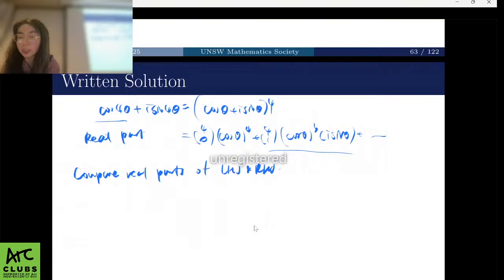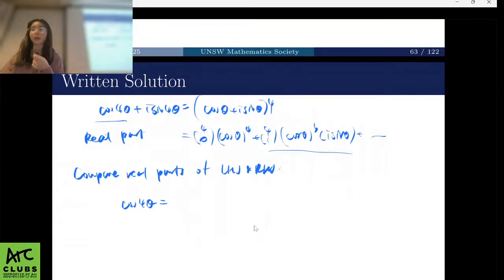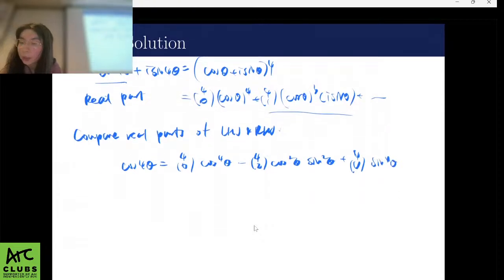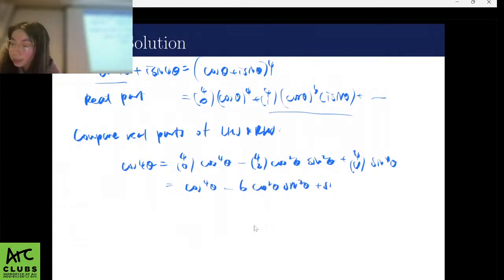So on the left-hand side, we just have cos 4θ. Right-hand side, if we're getting rid of all the i's, we're really just taking the first, third, and final term, which is going to be 4 choose 0 cos to the power of 4θ minus 4 choose 2 cos squared θ sine squared θ. So the minus comes from i squared. And then finally, 4 choose 4 sine to the power of 4θ, which is just cos⁴θ minus 6 cos²θ sin²θ plus sin⁴θ.